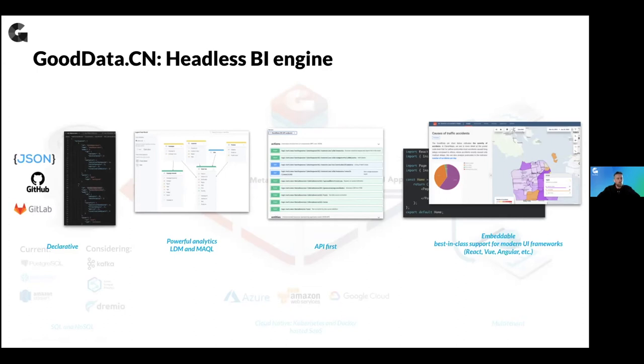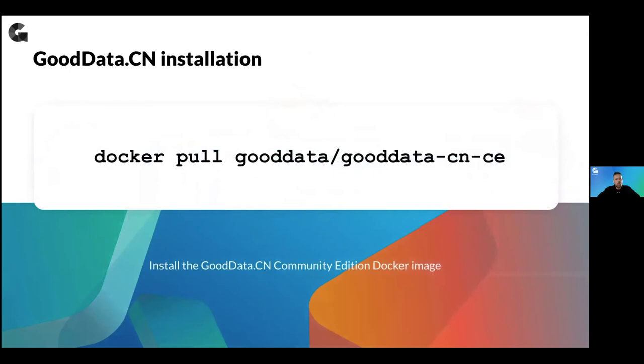All right, so if you are more interested in this GoodData.CN engine, it's very easy to install it, evaluate it and start developing solutions on top of it. It's as close as one terminal command line statement away. This is the single command line that you or your developers need to issue to install everything on their computers and start working with this new cloud native engine.